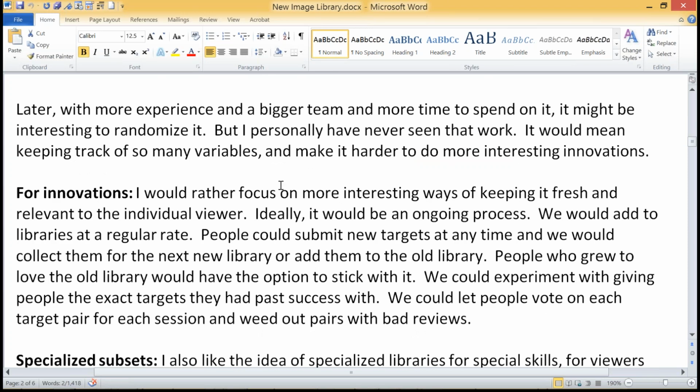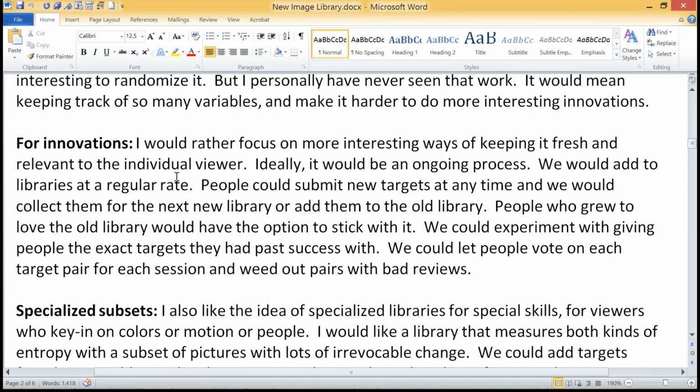So I said later, with more experience and a bigger team and more time to spend on it, it'd be interesting to try randomizing it. But I personally have never seen that work. It would mean keeping track of so many variables and make it harder to do more interesting innovations, like Shannon entropy.